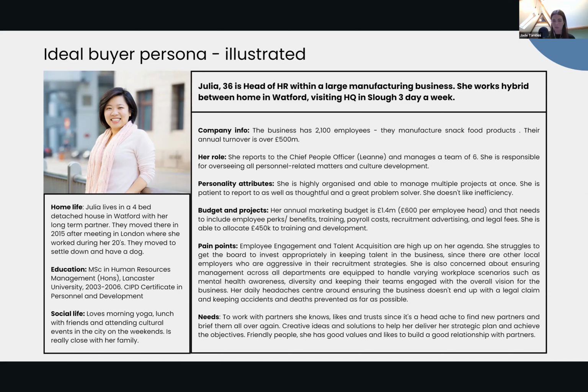By us understanding her overall pain points, we can then connect with our content strategy, our marketing planning. Which ones within that do we directly help with? And how can we talk in that language to really resonate with her? What needs does she have? She wants to work with partners she knows, likes, and trusts, since it's a real headache to find new partners and brief them all over again. She needs creative ideas and solutions to help her deliver her strategic plan and achieve the objectives that she has overall. She needs friendly people. She's got good values and likes to build a good relationship with partners.